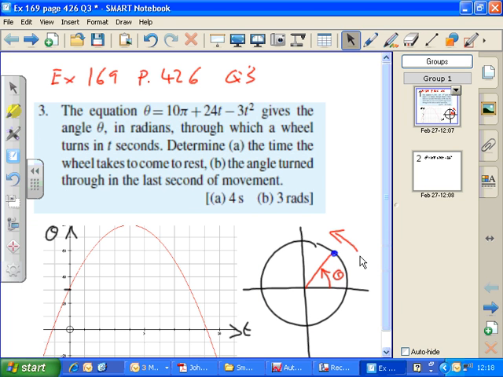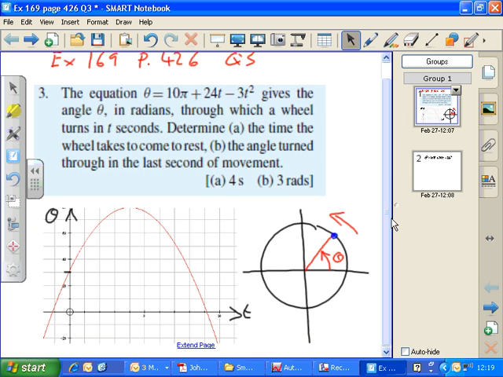Okay, exercise 169, page 426, question 3. If we look at this question, you can see we have a function that describes the rate of change of angle with time as the wheel is rotating. Now, I've plotted the function down below on the autograph. We can see that this is a quadratic function. The 3t squared tells me that, so I'd expect that quadratic curve.